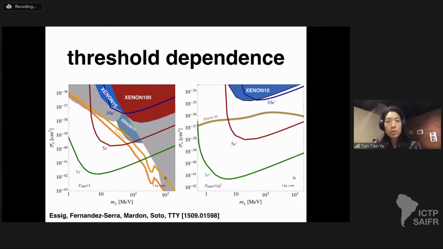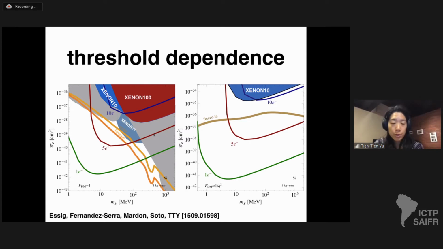So given this interest in semiconductor targets, you can overlay on the plot that I showed before the reach that you would get with 1 kilogram year of silicon, assuming various thresholds. By thresholds, I mean the minimum number of electrons I would need to detect, or the minimum amount of energy I would need to detect. At the time when we wrote this paper, which is now 5 years ago, well, it's been a while, the lowest thresholds were about 10 electrons for silicon targets. That would give you comparable reach to the xenon experiments.